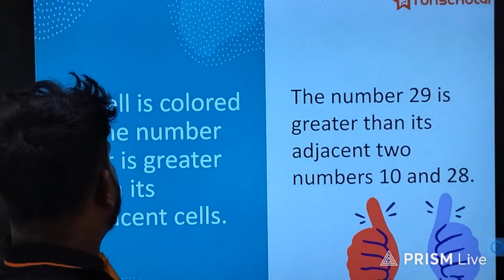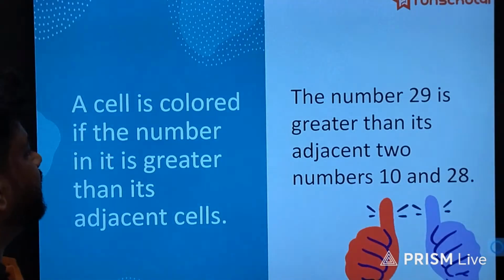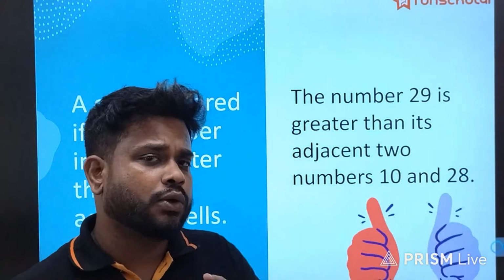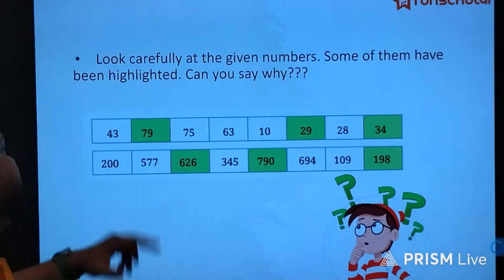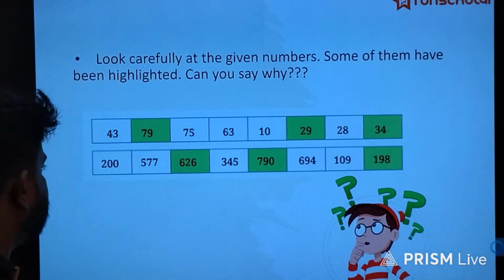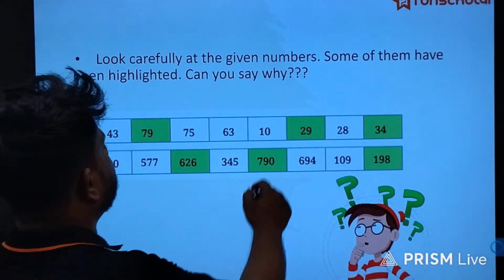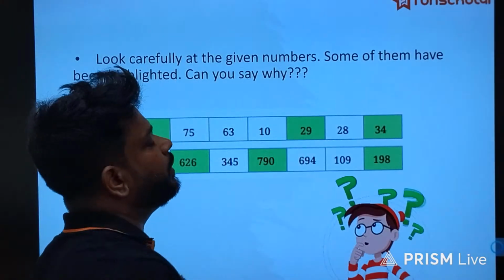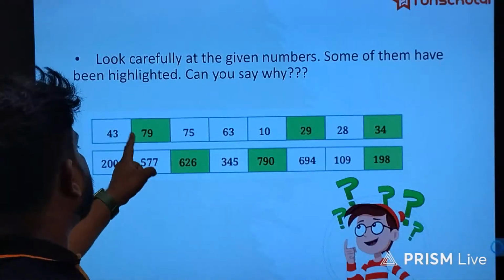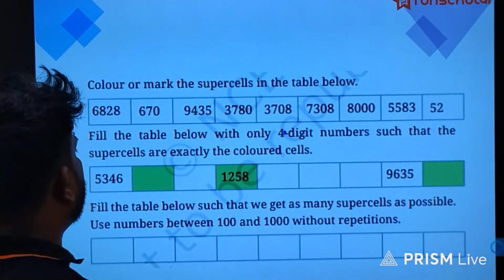Okay, the next one. A cell is colored if the number in it is greater than its adjacent cells. The number 29 is greater than its adjacent two numbers, that is 10 and 28. Yes, this can also be said to be true for this case. Between 10 and 28 we have a bigger number, that is 29, and between these two cells we have a number, that is 79. This one is pretty easy to guess. So this will be called a pattern.